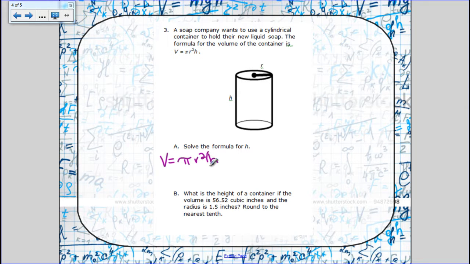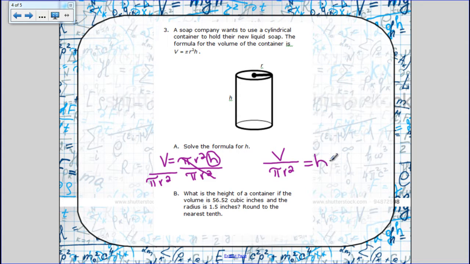I want h by itself, and the operations that are happening with the h is it's multiplied by r squared and by pi. So to undo it, I'm going to divide, and I can divide by both of those things at the same time. So I can cancel them both out, and I can do the same thing on this side. So h is now by itself, so the volume divided by pi r squared will give me the height of that cylinder.